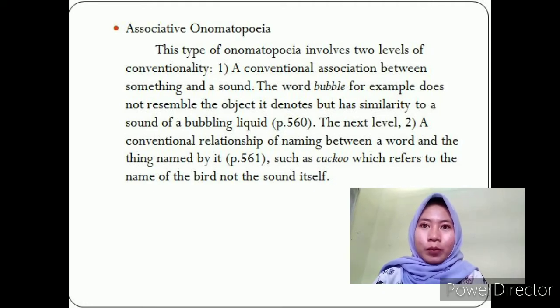Associative onomatopoeia. This type of onomatopoeia involves two levels of conventionality. 1. A conventionality association between something and a sound. The word bubble, for example, does not resemble the object it denotes, but has similarity to a sound of a bubbling liquid. The next level. 2. A conventionally relationship of naming between a word and the thing named by it, such as cuckoo refers to the name of the bird, not the sound itself.